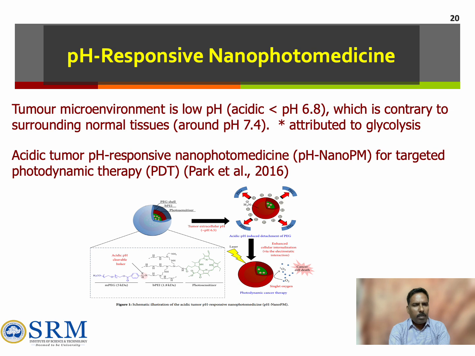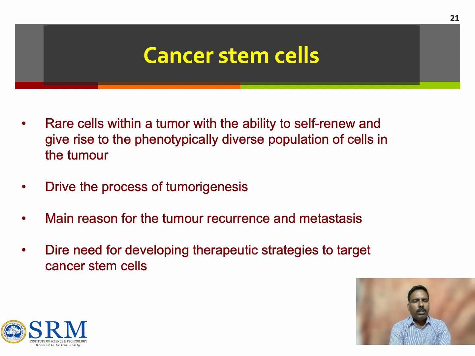The tumor microenvironment has a low pH, less than 6.8, contrary to the surrounding normal tissue, which is around a pH of 7.4, attributed to the glycolysis process that the cancer cells prefer. So acidic tumor pH responsive nanoparticles can be made so that you can directly target the cancer cells without affecting the normal cells.